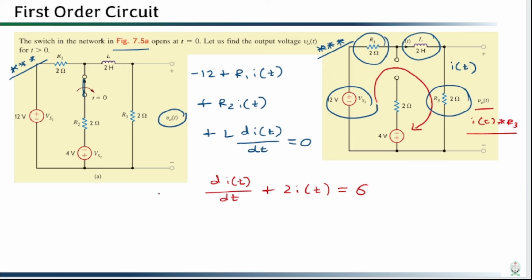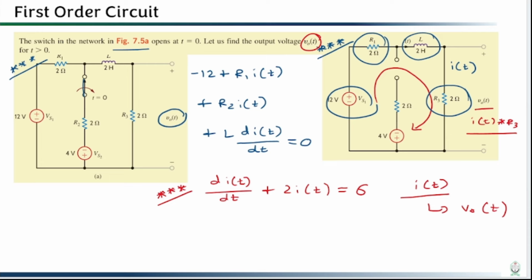From the differential equation perspective, we have to solve this differential equation, and solving it will give us the value of i(t). If we have the value of i(t), we can easily calculate what we are asked to solve, that is v naught. So we have set up our problem to some extent. We have the differential equation. Now we have to find the initial condition.